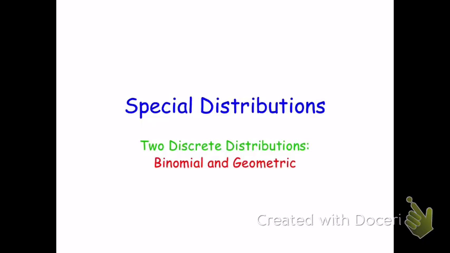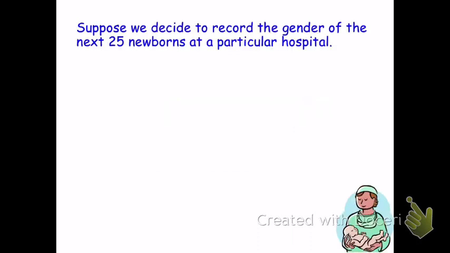Okay, the next thing that we're going to learn now is we're going to separate the discrete distributions into 2 types. So we're going to have like 2 branches. Got a big tree, discrete. We're going to separate it into binomial and into geometric. And the main thing from this chapter is deciding which one to use and when. But I'm going to try and make it as simple as possible so that it'll be easy to do. So the first one we're going to start with is binomial. So suppose we decide to record the gender of the next 25 newborns at a particular hospital.